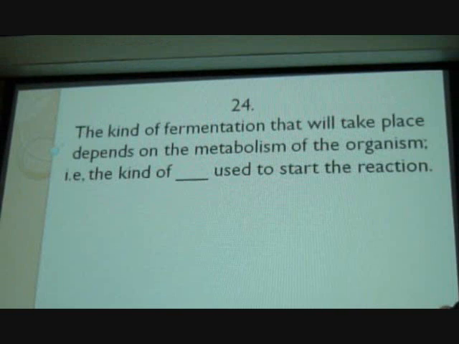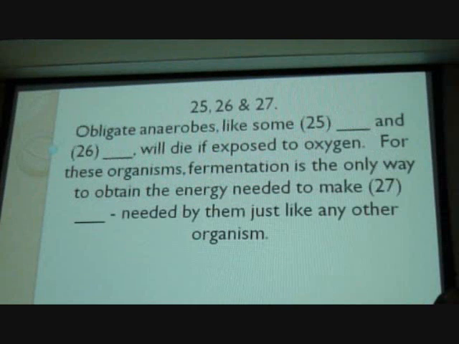Well, what kind of fermentation it is depends on the metabolism, and that depends on the kind of enzyme it's going to use. Oh, I guess the enzyme makes a difference. What'd you say? I couldn't think of it, then I moved on to the next question, and the next one gave me the answer. Oh, the next one gave you the answer? Okay, let's see.